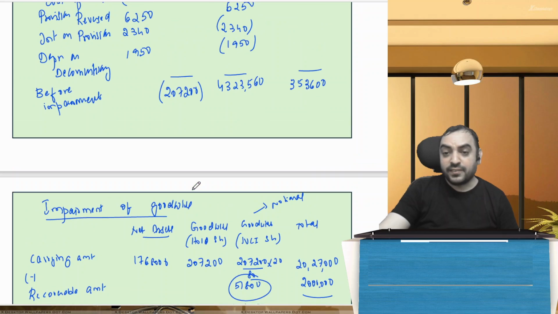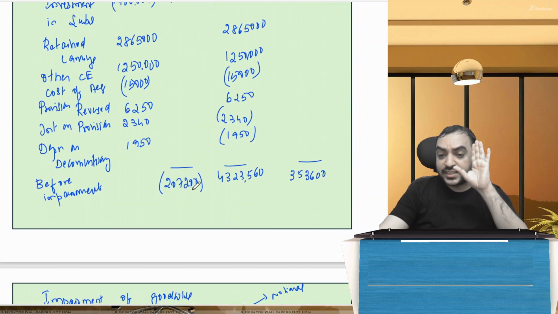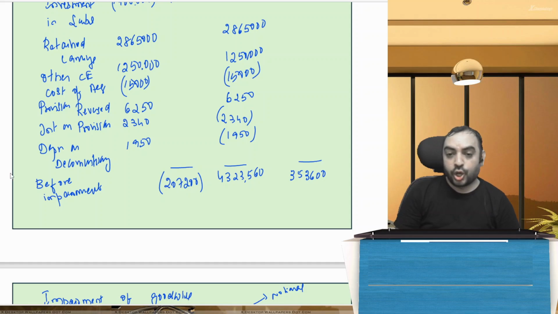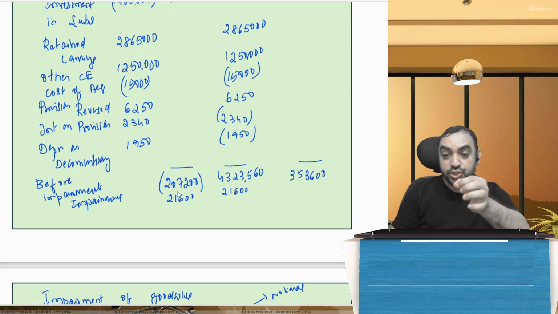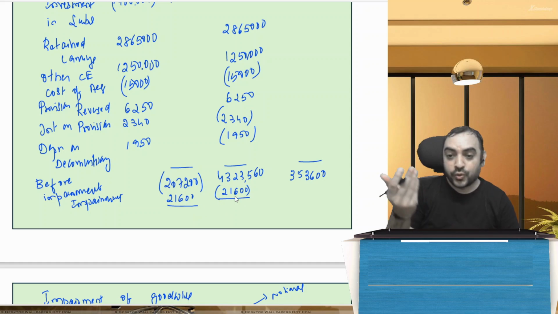Anyway, so the impairment is 21,600, and straight away I simply take it to the Con PL column. So this is before impairment, then the impairment 21,600, I subtract in Con PL and I add in goodwill. Basically, in my method, goodwill will be reduced when I show a positive number. So this is minus, this is plus. So this will be the net amount. I will take it to the balance sheet. 2,07,200 minus 21,600.